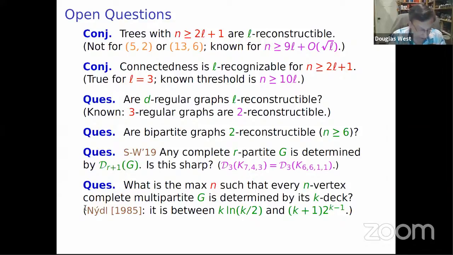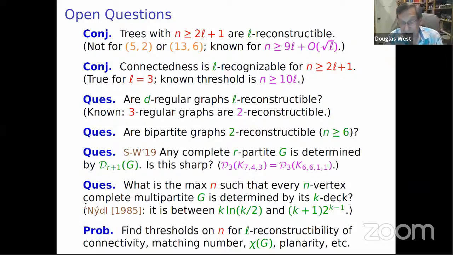And finally, just very open: what sort of thresholds on n, on the number of vertices, can you prove to show that your favorite class of graphs or parameter is L reconstructible for graphs with at least that many vertices? Connectivity, matching number, the chromatic number is one reconstructible, but when n is at least 3, in general, how large a number of vertices do you need to show that it's L reconstructible? So I think the area is very wide open, and I encourage people to get interested in that.